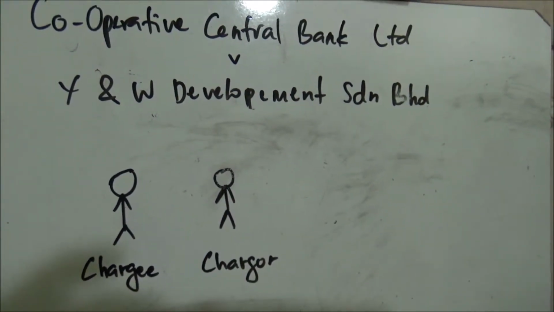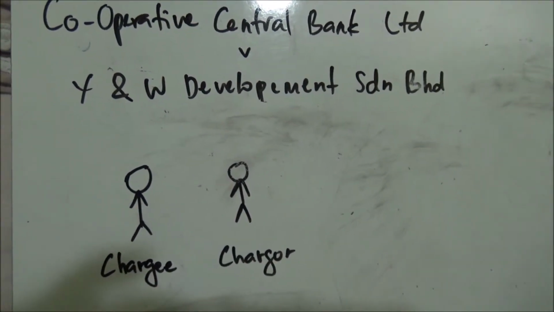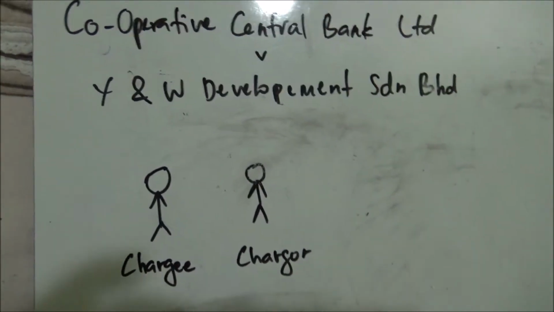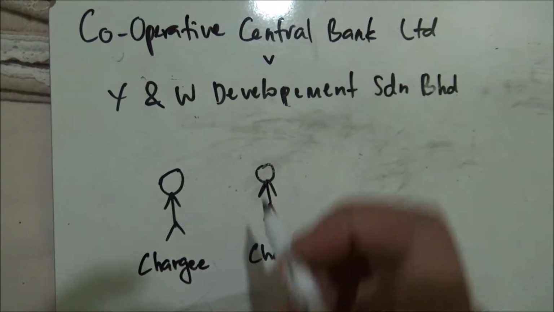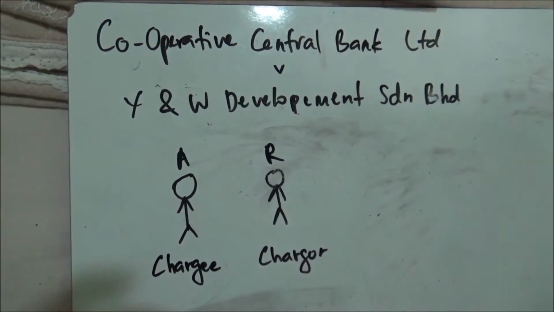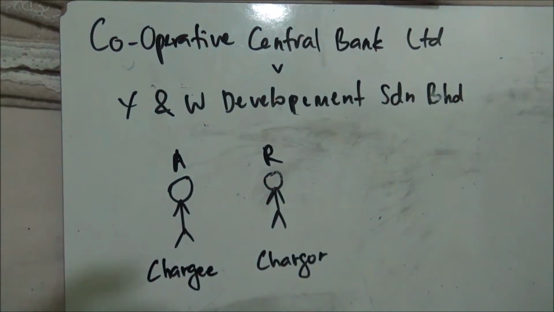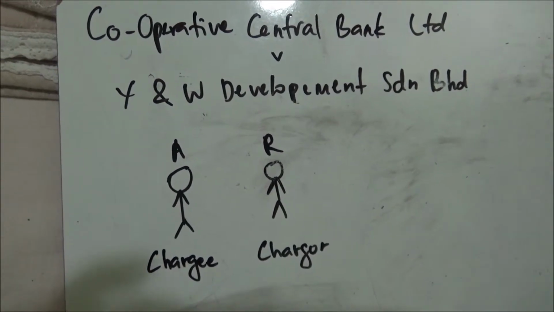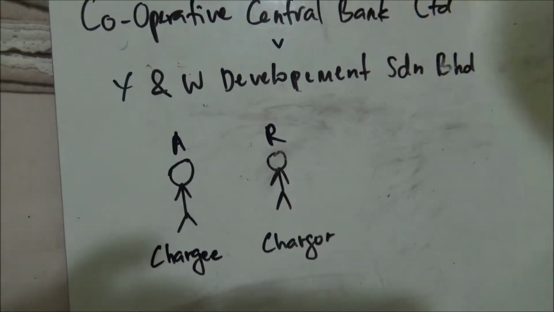The case that we would like to share is Co-operative Central Bank Limited and YN Development SDN BHD. The case is very simple. First of all, there is a chargee and a chargor. The chargee is the appellant and the chargor is the respondent. This is a high court case, and then they appeal.